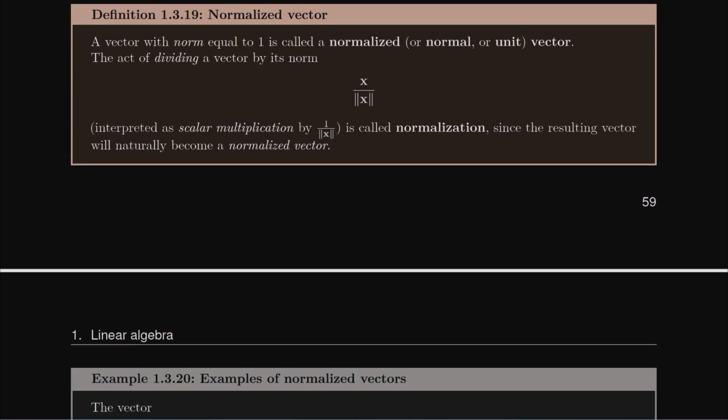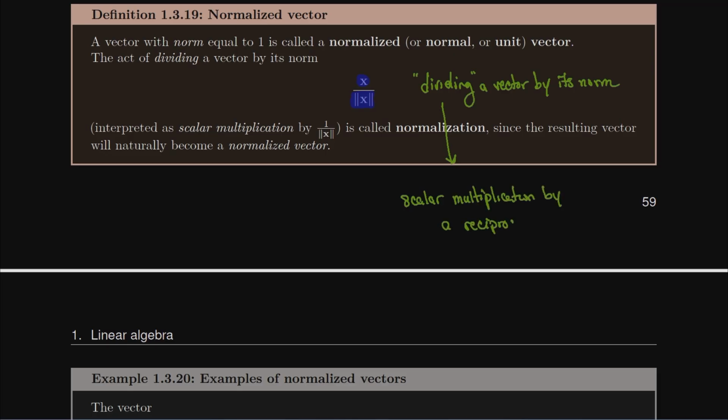So we have something called a normalized vector as well. And this is where you take any vector and you divide that vector by its norm. I'll put dividing in quotes here. Why do I put dividing in quotes? Really, this is a scalar multiplication by a reciprocal. So, if I divide by 2, it's the same as multiplying by 1/2. So that's how we think about dividing here when we have the norm.